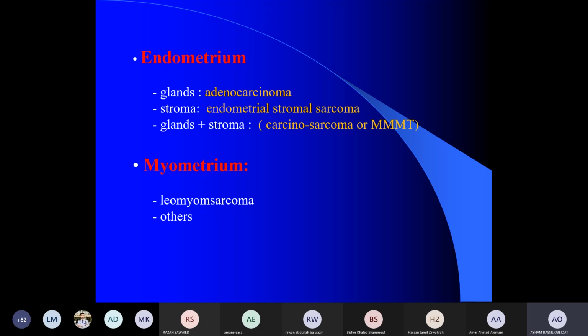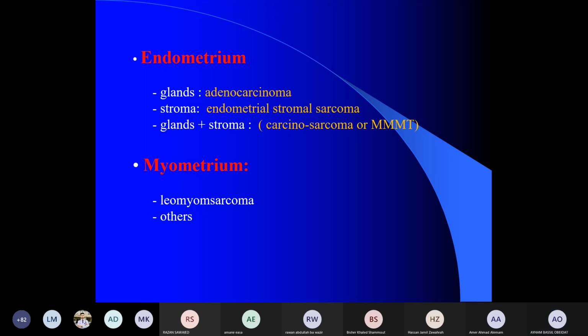Now, sometimes the tumor might arise from both the glands and the stroma, and in that case, we call it uterine carcinosarcoma because it's a combination. The old name for it was the malignant mixed Mullerian tumor, triple MT, malignant mixed Mullerian tumor. The new name is the carcinosarcoma.